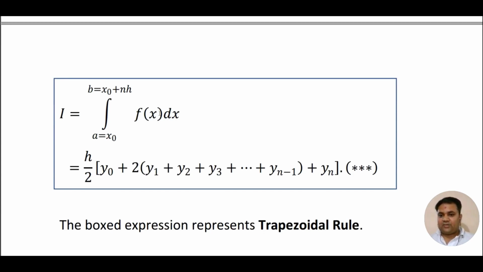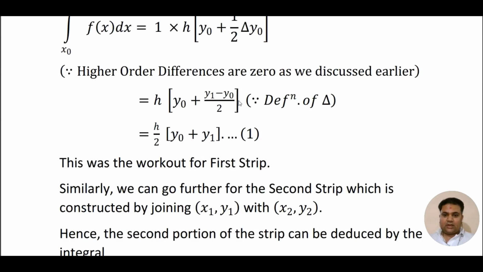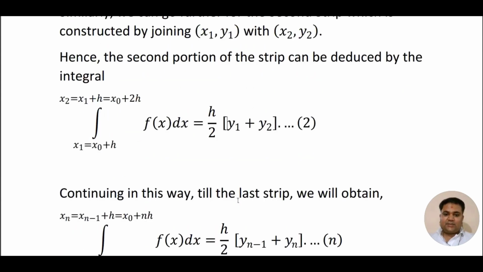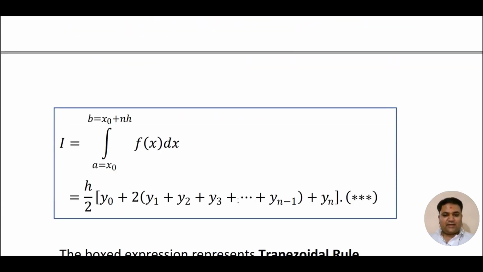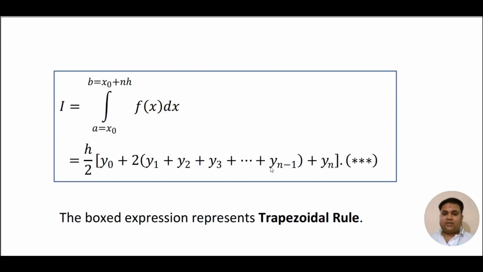Integration from a to b of f(x) dx, which is nothing but h by 2 times the expression. You can see here that only y0 and yn remain unique, remain single, and all the remaining entries, y1 up to yn minus 1, are double entries. For example, consider equation 1 and equation 2. You can see that y1 is there and here also it is present. So in this way y1, y2 up to yn minus 1 are all doubled, and y0 and yn are single entries. In this way you can remember the trapezoidal rule. So this boxed expression is known as the trapezoidal rule.